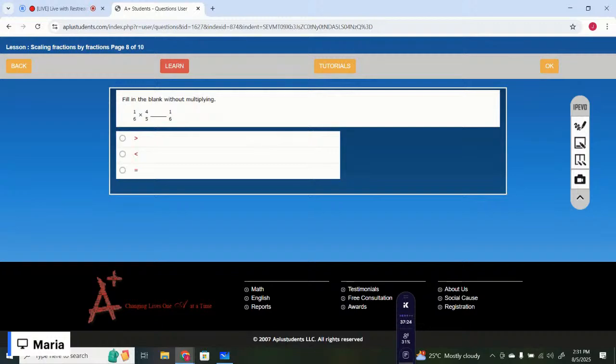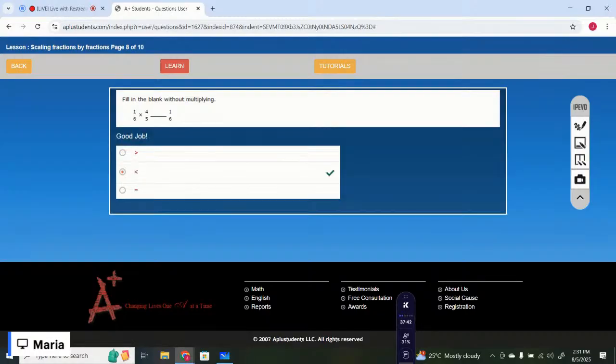1 by 6 times 4 by 5. We need to compare it to 1 by 6. 1 by 6 times 4 by 5 is less than 1 by 6. Option number 2 is the correct option.